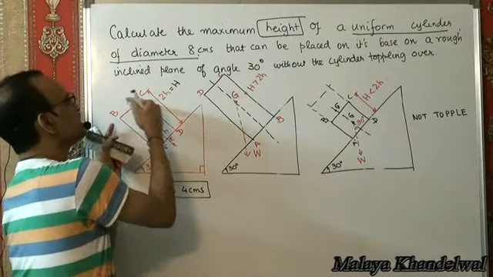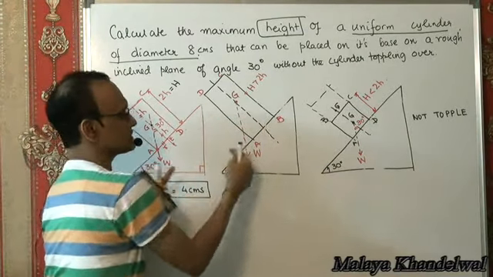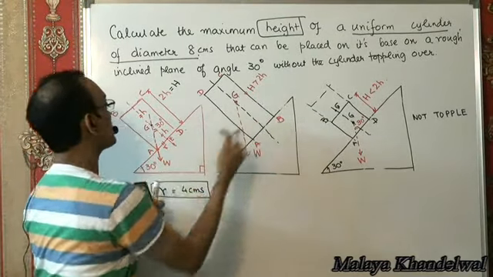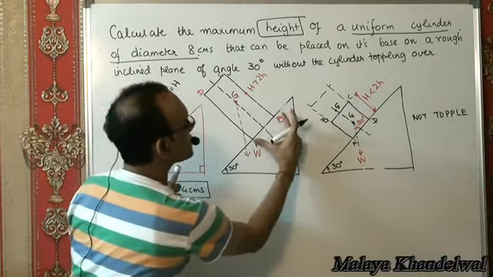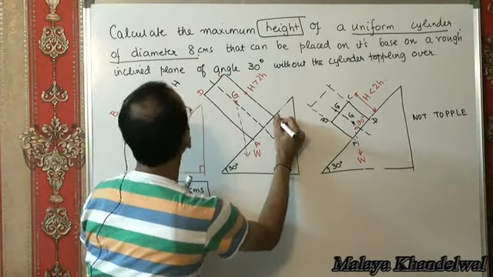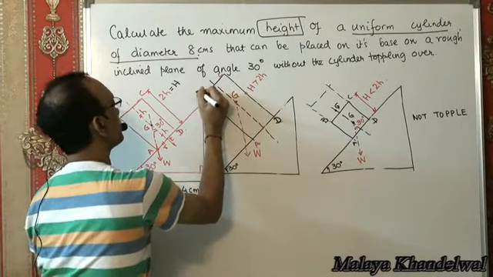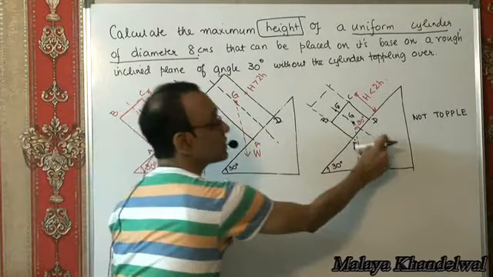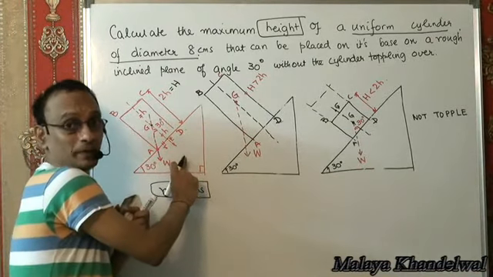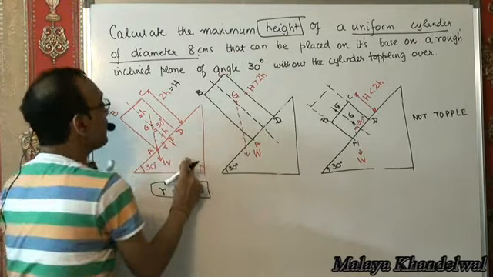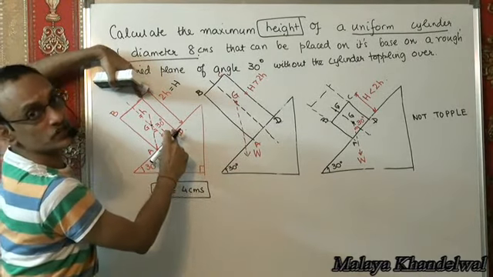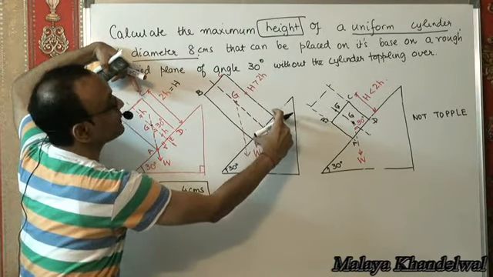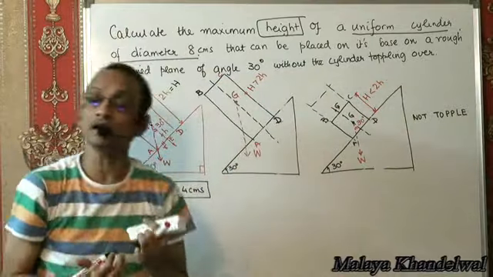If I increase the height slightly more than this 2h, then the line of action will go past this base, which is AD, and I've called this B, right? It'll go past AD and it'll topple. It's not going to topple here; it'll be on the verge of toppling here. That means you can't have a height more than 2h, because then the line of action of the weight will not be confined to AD, and toppling about A will take place.